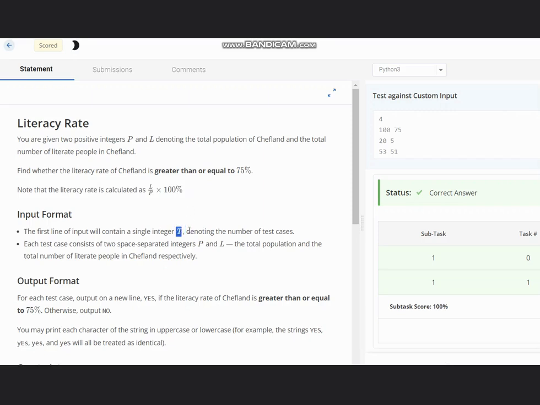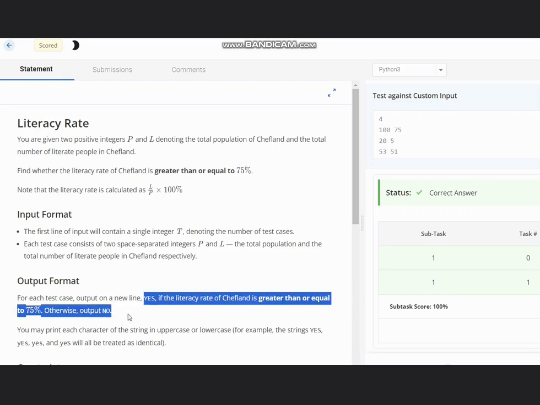So we are given T, the number of test cases, P and L, from which literacy rate need to be calculated, and the output would be yes if literacy rate is greater than or equal to 75, otherwise we would output no.